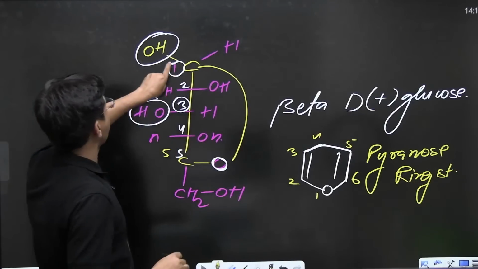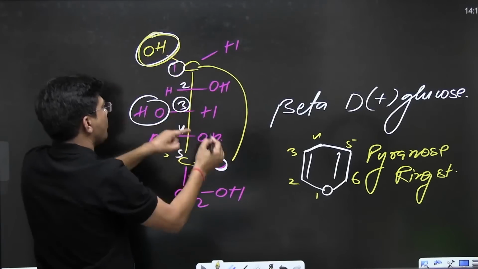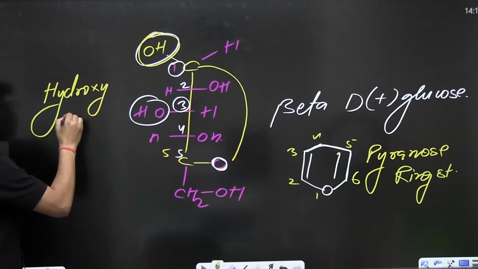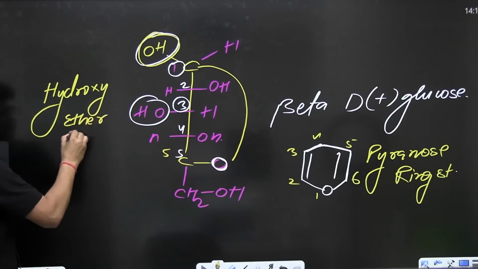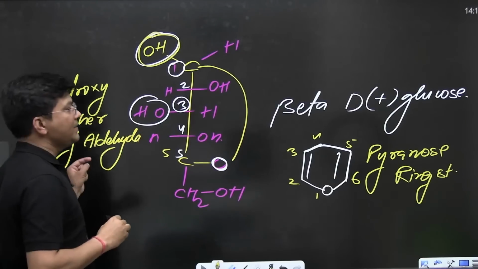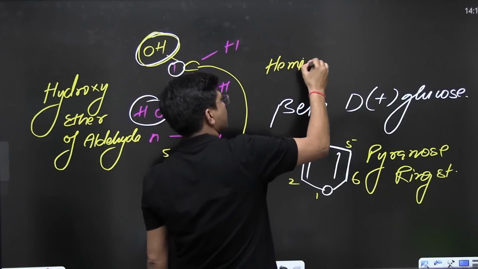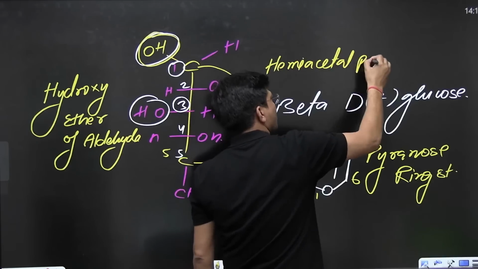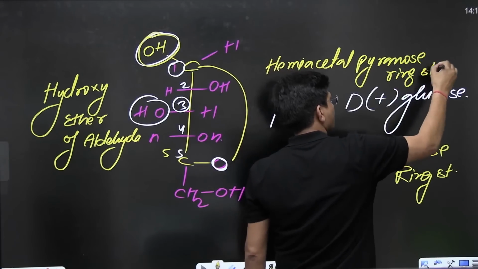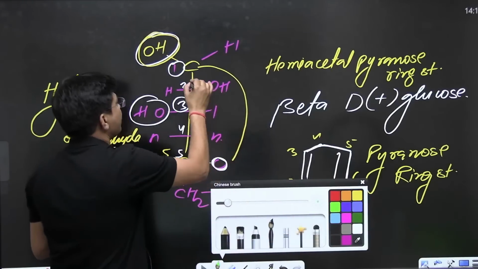And this bond is formed, this carbon has an OH group and this oxygen, you can say hydroxy ether of aldehyde. That is hemiacetal pyranose ring structure. That's why it is known as hemiacetal pyranose ring structure. Now, my dear students, one thing is very clear: it was having 1 chiral, 2 chiral, 3 chiral, 4 chiral.